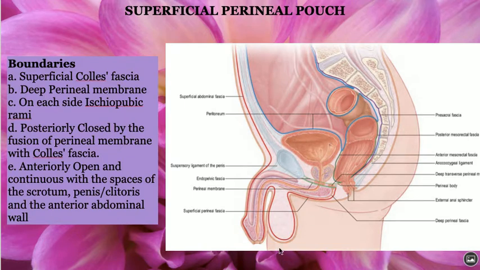Superficially, we have the Colles fascia, that is the deep membranous layer of the superficial fascia, right? Then deep we have the perineal membrane. On either side we have the ischiopubic rami. Posteriorly, it is closed by fusion of the perineal membrane with the Colles fascia. Anteriorly, it is open and continuous with the space of the scrotum and the penis or the clitoris and the anterior abdominal wall. So this entire area over here is your superficial perineal pouch, right? Superficial to the deep perineal membrane.